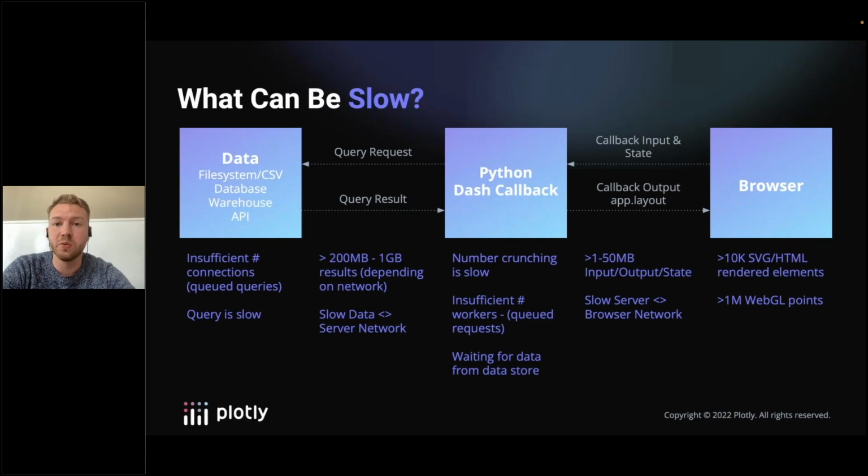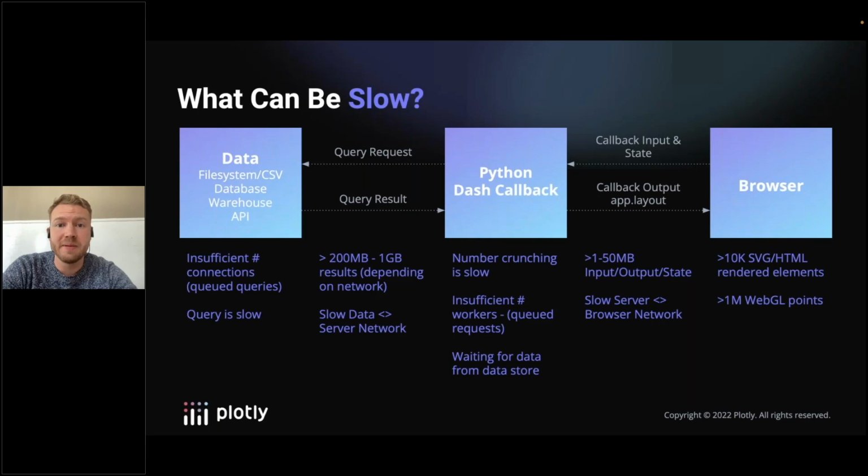And as a rule of thumb, you can think about passing around between 1 and 50 megabytes of data back and forth between the browser and your Python server before you'll start seeing delays.